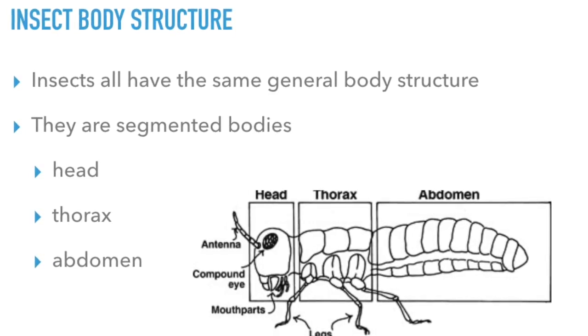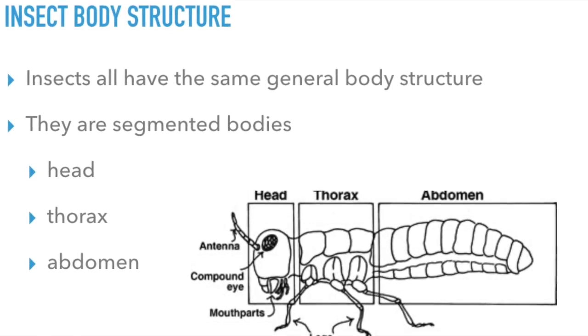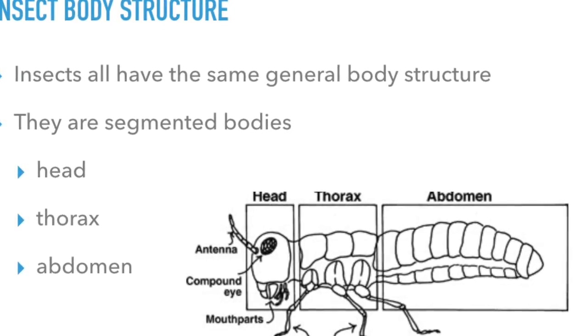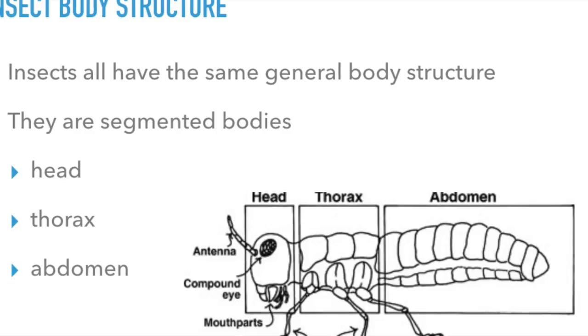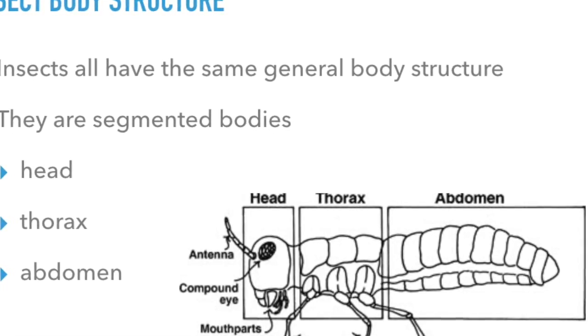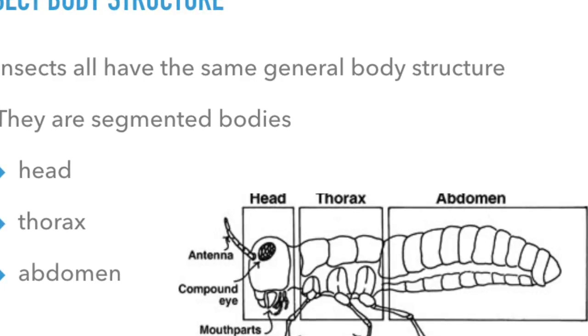So this is another picture of the inside of an insect of a body structure. It gives you more of a breakdown of where the head is, how far the thorax is, and how far the abdomen is. And it gives you exactly where the antenna is and the mouth parts.